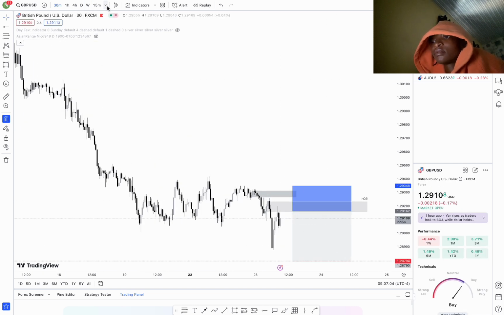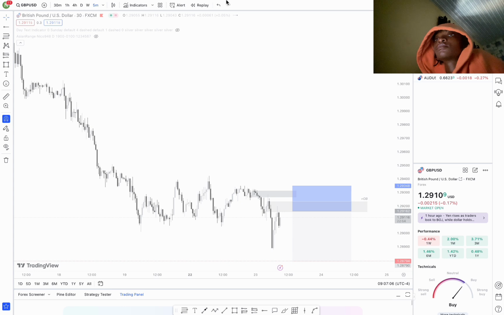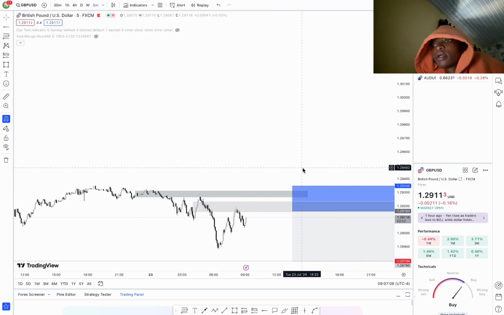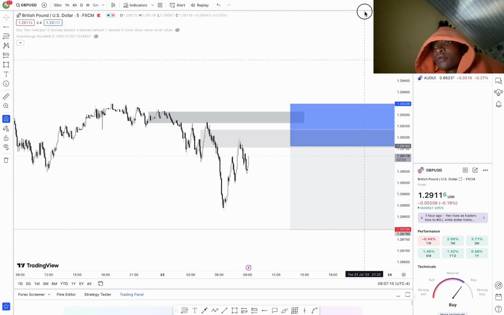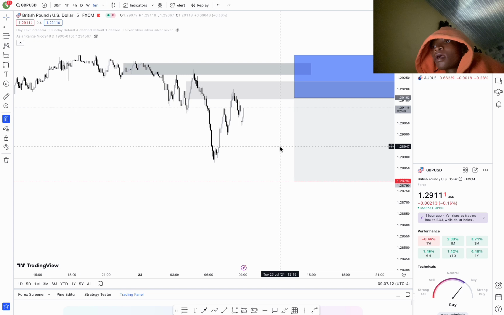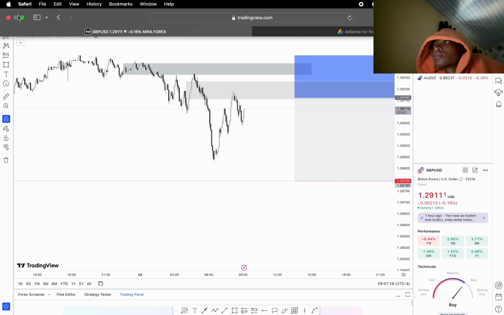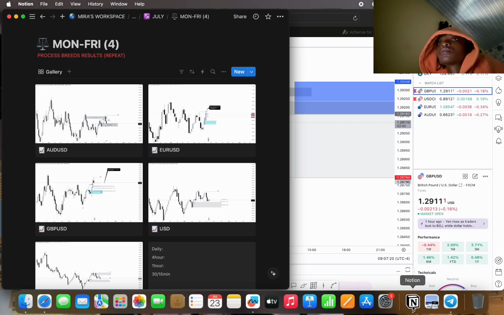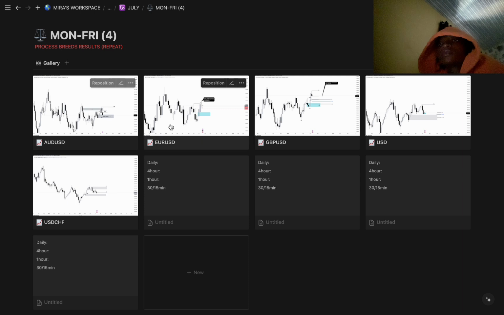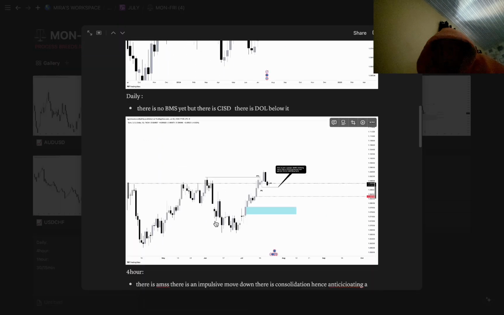Well, firstly, my analysis in the morning was that price should go to premium before I looked to sell down, but price didn't really give me that. So I had to just see the trade. Let me just go to my Notion and show you guys the trade. I missed the trade on USD.